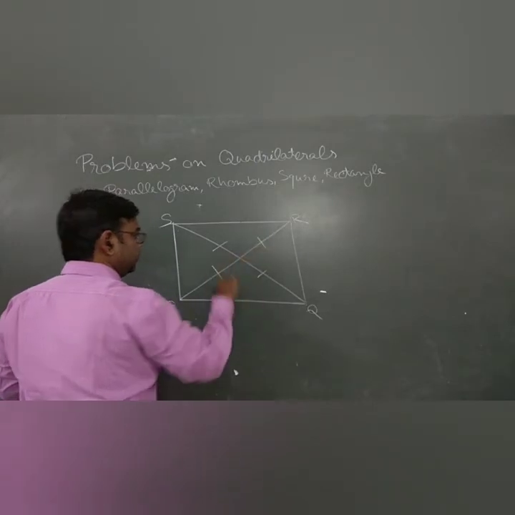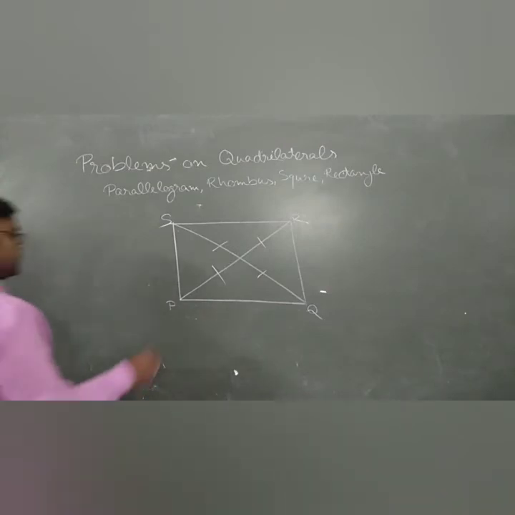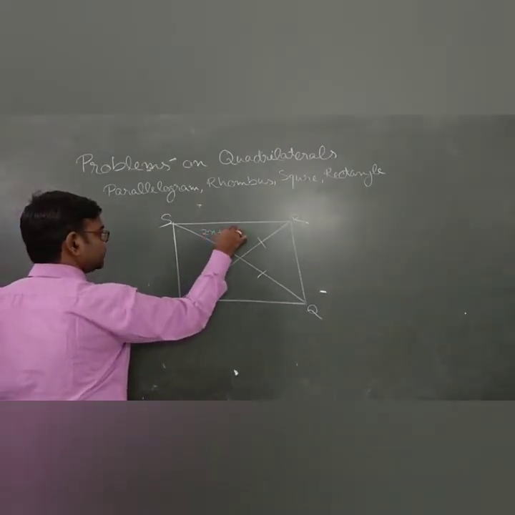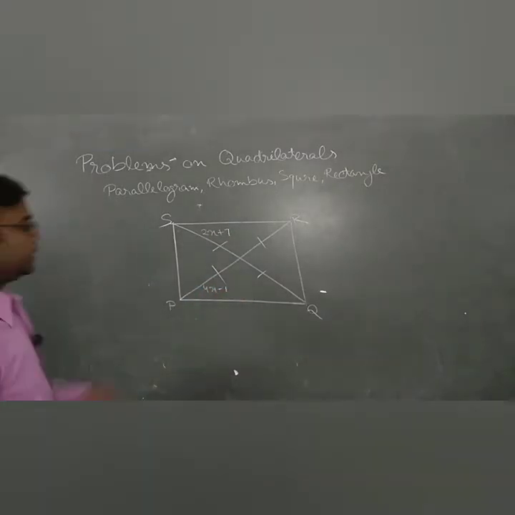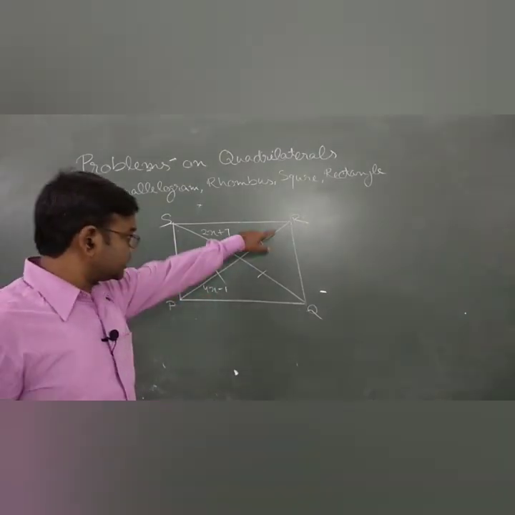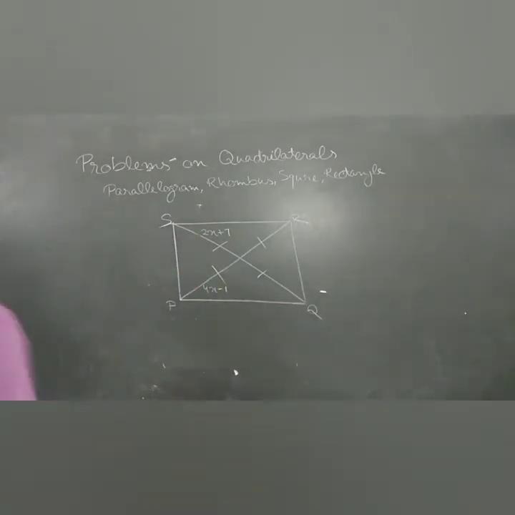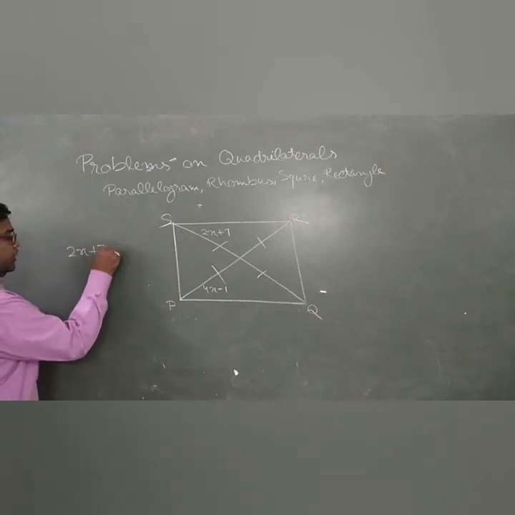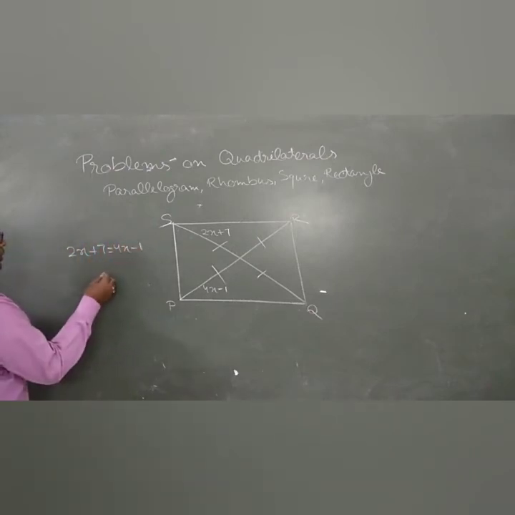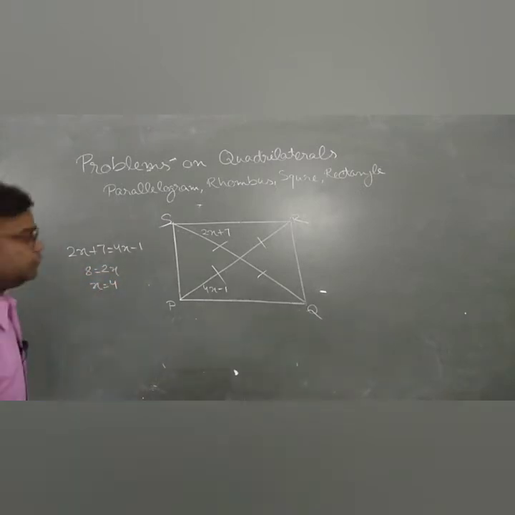It means each half part is equal. In this case, it is given that this part is 2x plus 7 and this part is 4x minus 1. As we know that diagonals bisect each other and are themselves equal, each part is equal, so this part equals this one. We can easily find the value of x. 2x plus 7 equals 4x minus 1, so 8 equals 2x, or x equals 4. Very simple questions.